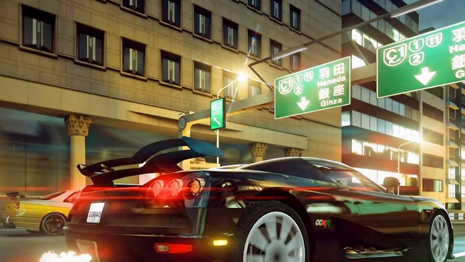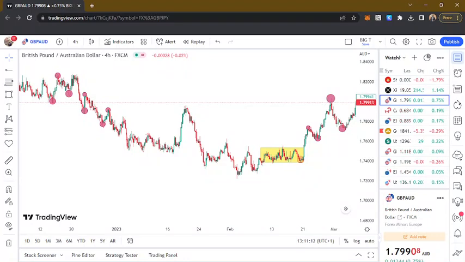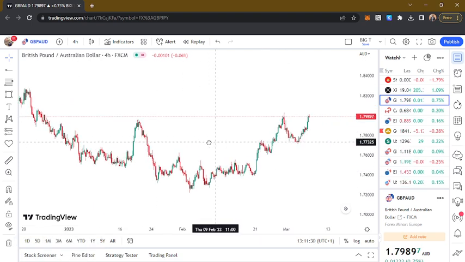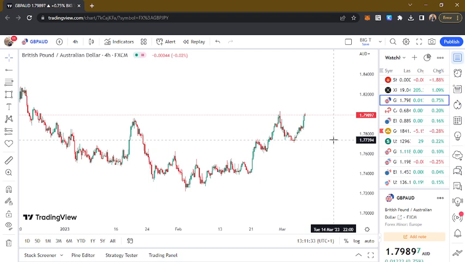Today we'll be talking about the simplest and easiest way to identify market structure. And I'm sure you guys already know what market structure is. Market structure is the simplest form of price movement in the markets. And we already know we have three types of market structure. We have the uptrend, the downtrend, and the side trend.